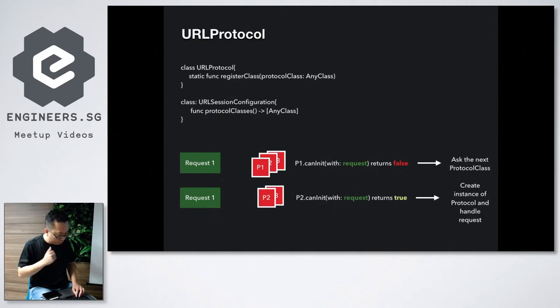So do note, the order of the protocol class in that array plays a huge part because if there are any conflicts, like for example, two protocol classes having very similar implementations of canInit(with request:), the earlier protocol class in the array will actually take precedence.